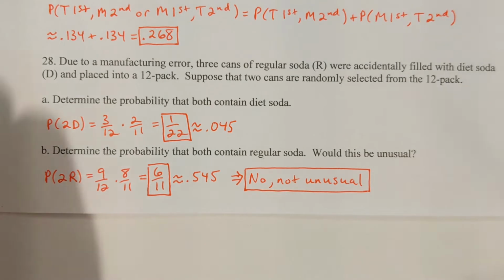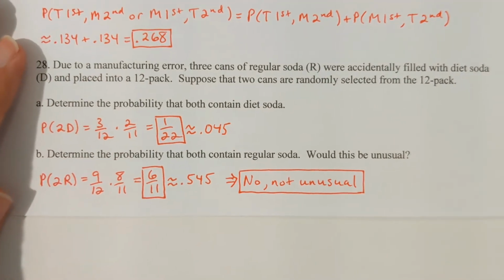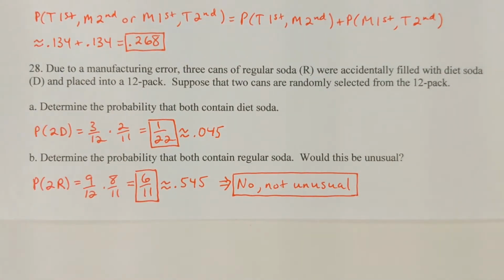of the multiplication rule. It says, due to a manufacturing error, 3 cans of regular soda were accidentally filled with diet soda and placed into a 12-pack. Suppose that 2 cans are randomly selected from the 12-pack. Part A, determine the probability that both contain diet soda. Okay, so because there are multiple items being selected, we want to use the multiplication rule.